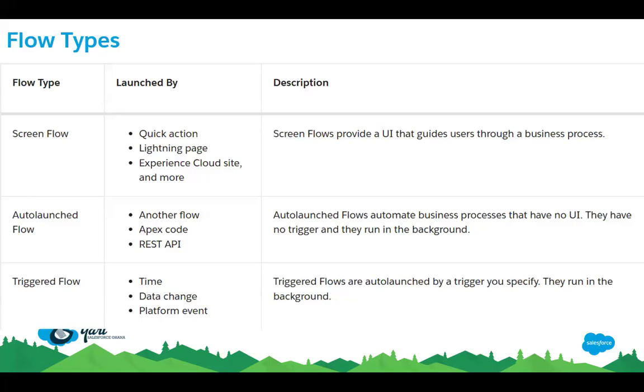Then triggered flow, it can be time based, or it can be data change based, or it can be a platform event. So that one you can skip. Time based is schedule triggered flow, data change is record triggered flow. So these are the basic three types.